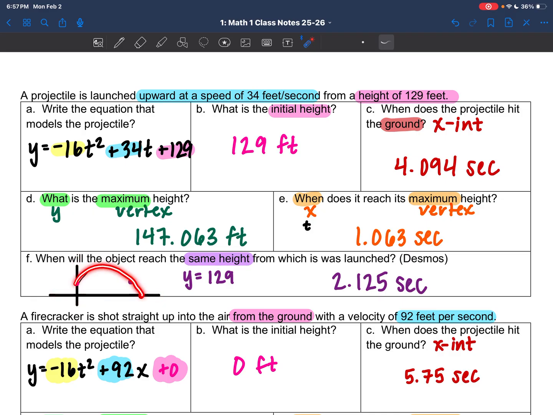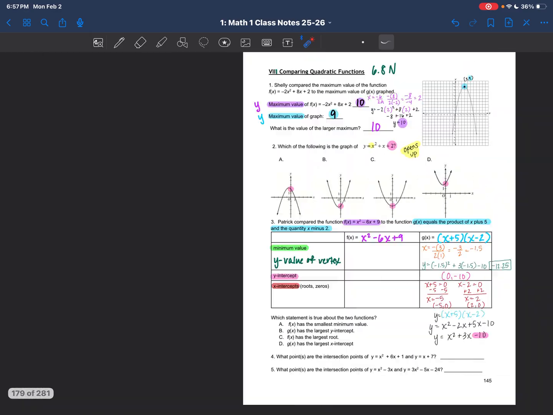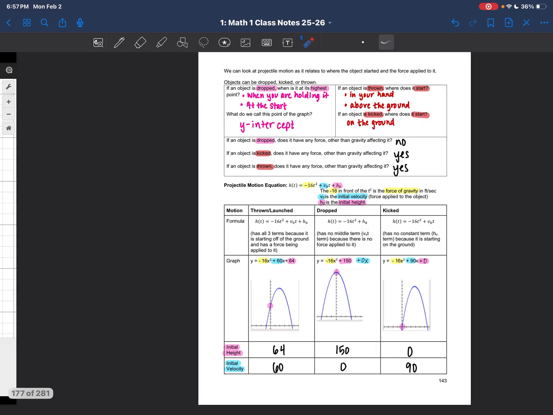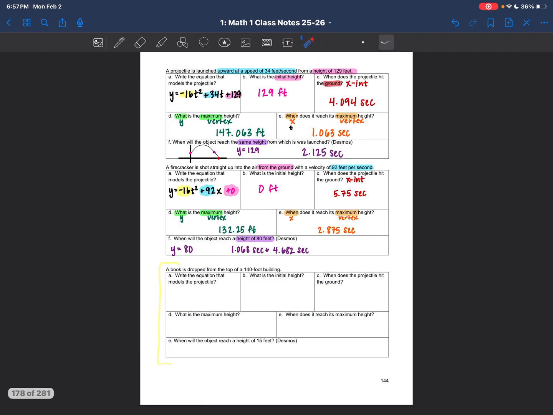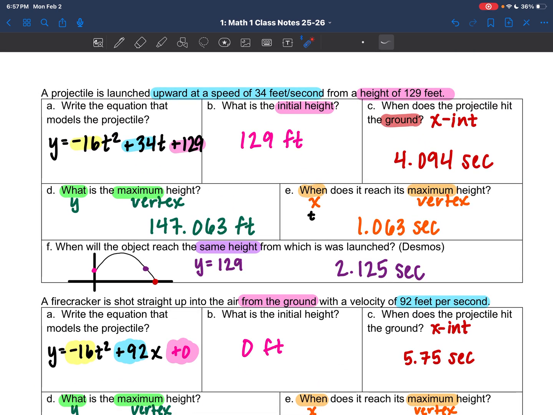And then I just sketched a little graph here. So we want to know when is it going to be the same height as it was launched. So we want to know basically when is y equal 129. So if you again plug that into Desmos, what you're going to do is put this in also, and then you'll get a line, and you're going to see where it intersects. Where it intersects, that's your answer of 2.125.